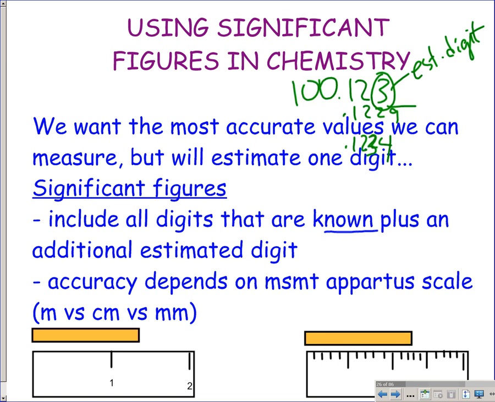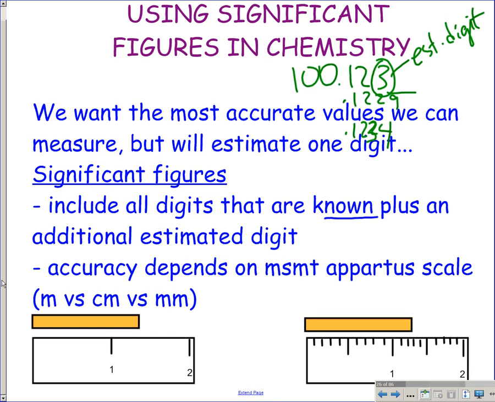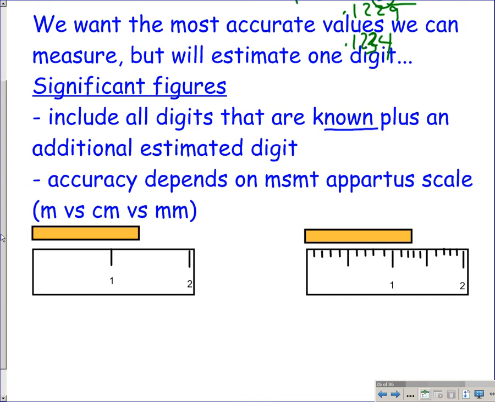It's rounded. So we report it just to have that last significant figure, but we don't know for sure that's it. So anytime you're measuring, you're going to report all the numbers you know for sure, and then you're going to estimate the last digit. That's all significant figures are. So we'll do some practice ones. You write down what you need to here. It's just a way of telling the truth about your measurements, is all this is.